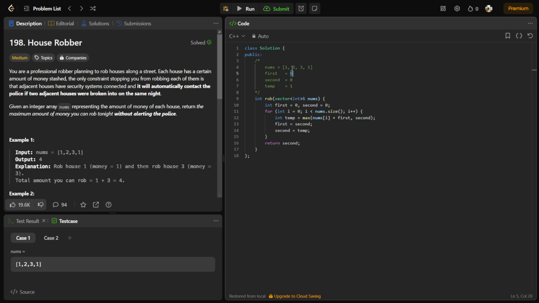First will update to second, right? That's basically how I update each value. But since both of them are 0, nothing happens at this line. But here, second becomes temp. Then on the next loop, i is now equal to 1. So again, temp is the maximum of 2 plus first, which is 0, with second. Obviously temp is now 2.